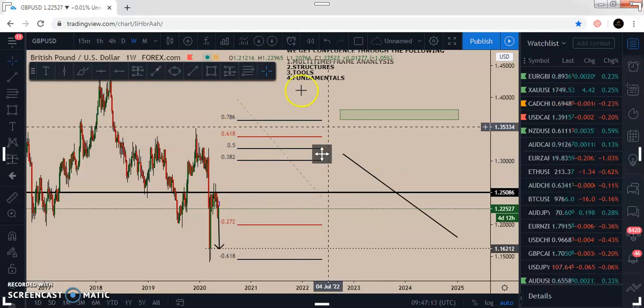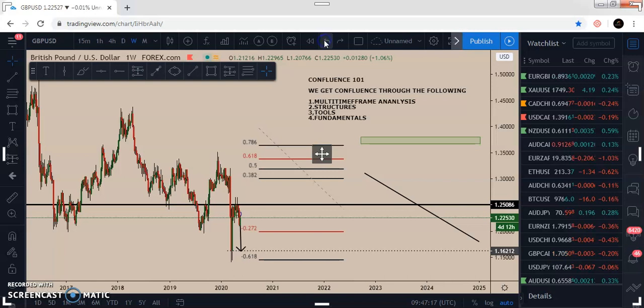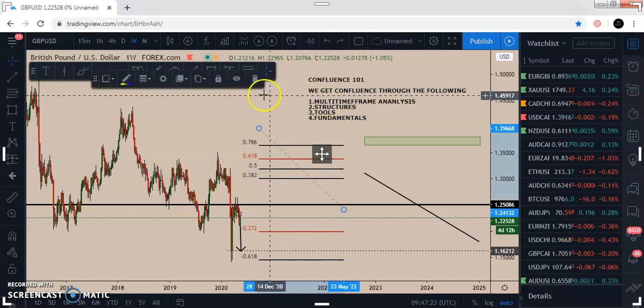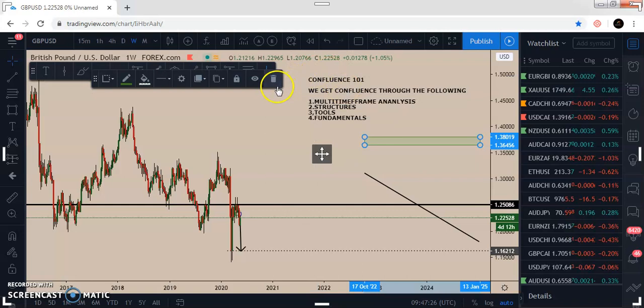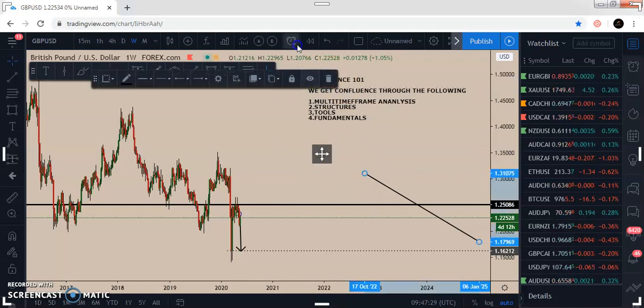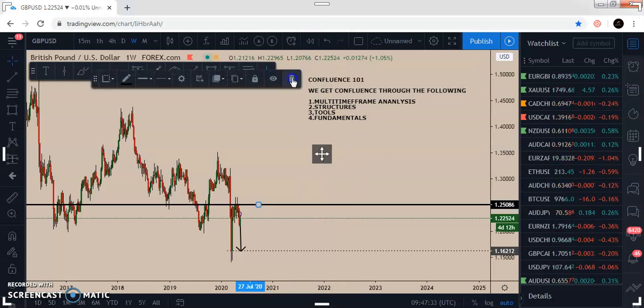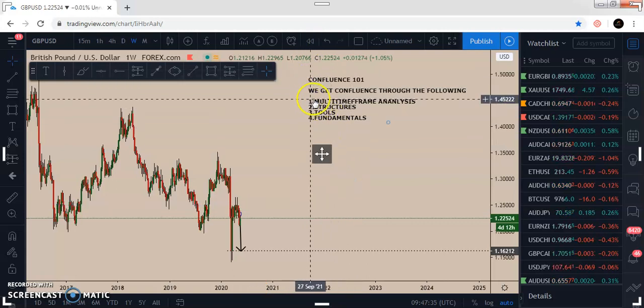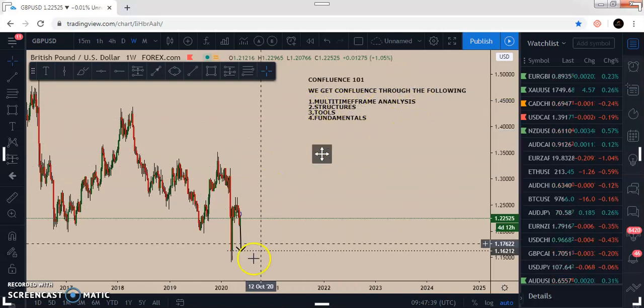Now, having known the use of these 4 tools, let's get straight to Confluence 101. Let me quickly show you how to use what I just listed under Confluence 101. Okay, let me delete these tools. Okay, let's go. Now the first Confluence we are to get here is multi-timeframe Confluence. So how do you get that?